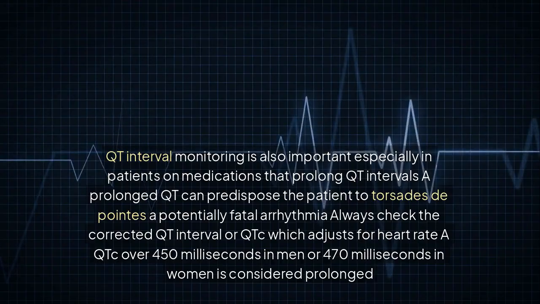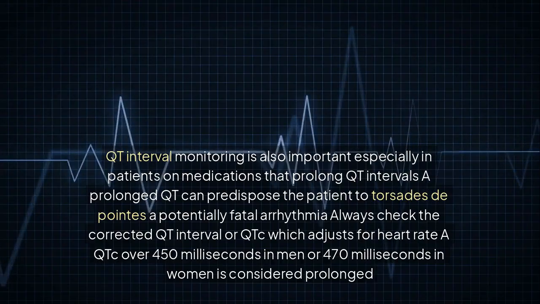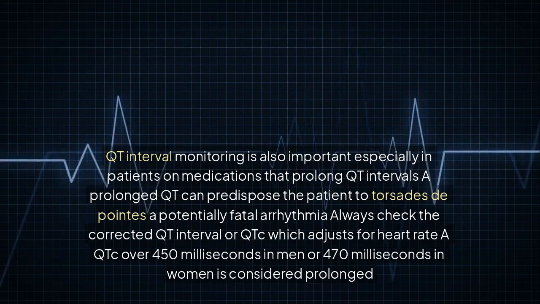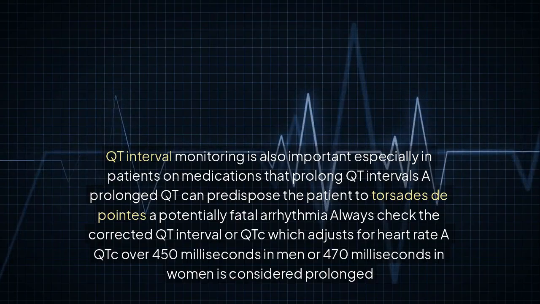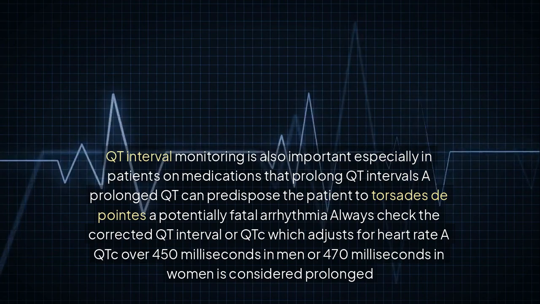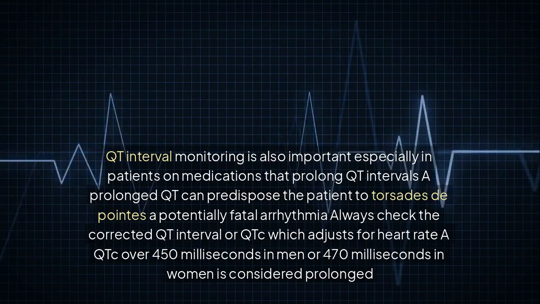QT interval monitoring is also important, especially in patients on medications that prolong QT intervals. A prolonged QT can predispose the patient to torsades de pointes, a potentially fatal arrhythmia. Always check the corrected QT interval, or QTc, which adjusts for heart rate. A QTc over 450 milliseconds in men or 470 milliseconds in women is considered prolonged.